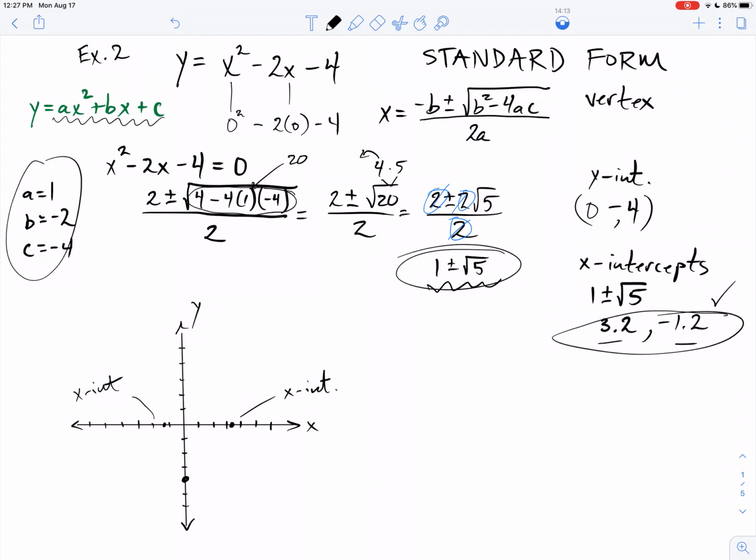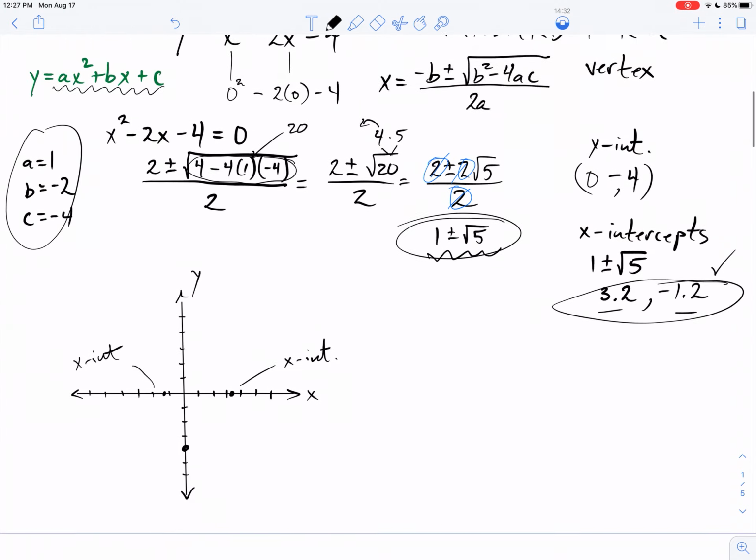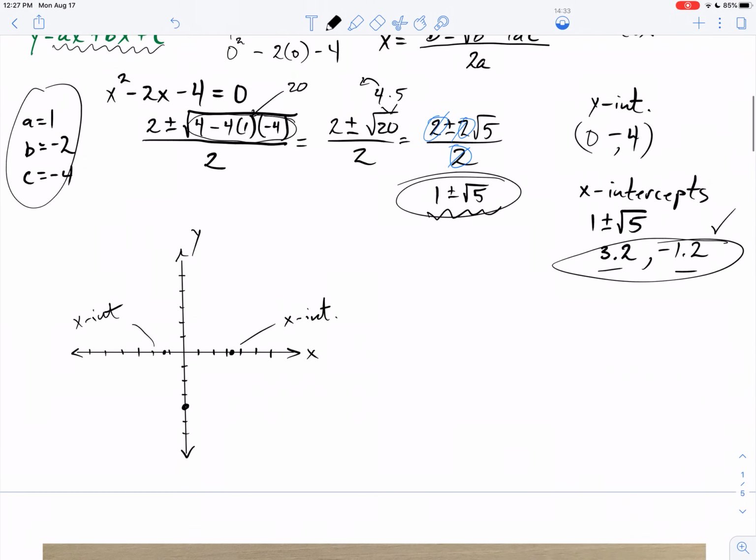But you'll notice there's one thing I totally skipped over. I don't have a vertex for this graph yet. Well, my vertex is not going to be easy to find because I'm not in vertex form. Let me scroll for a second. Vertex form, the big benefit of it is you know the vertex right away. But not all is lost.